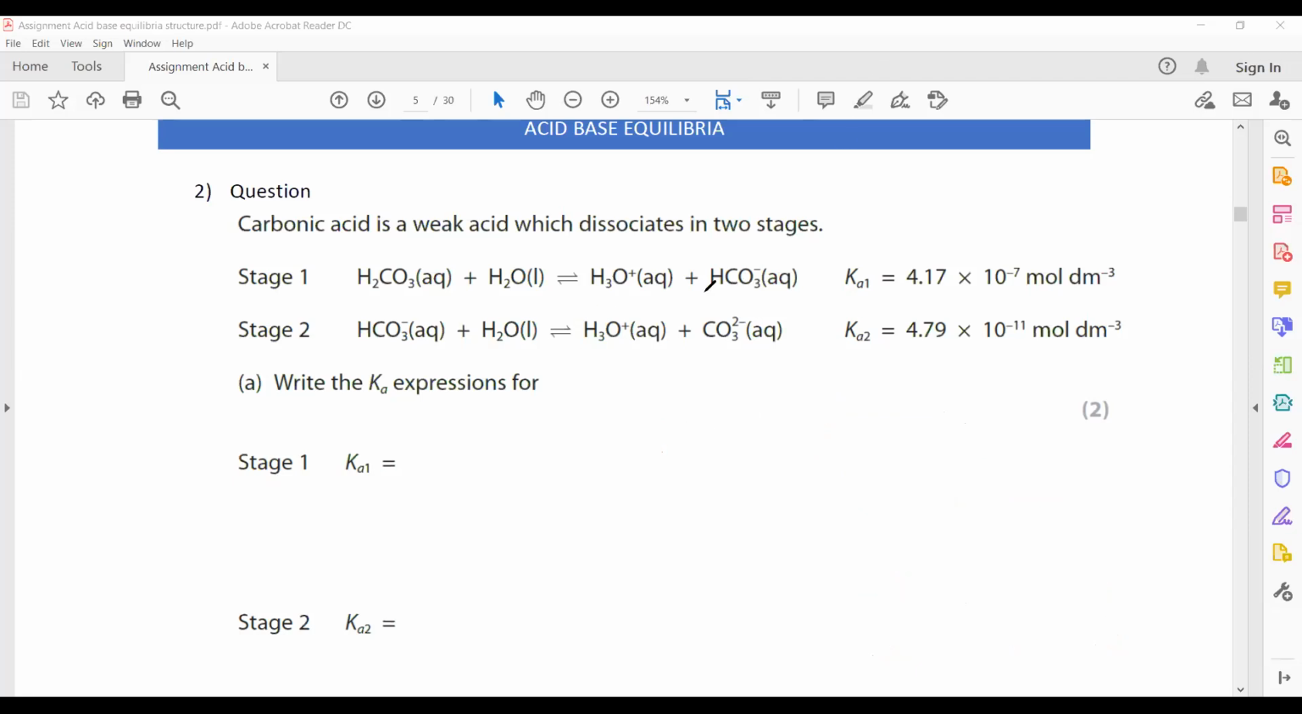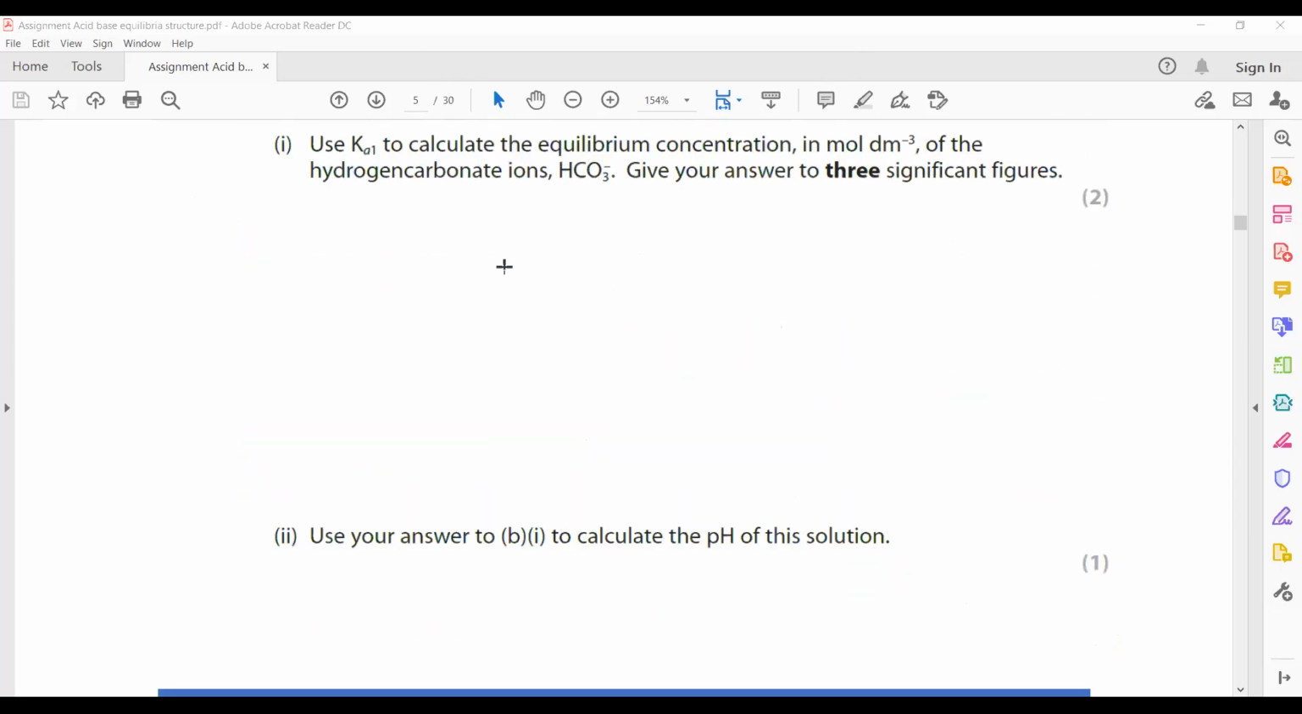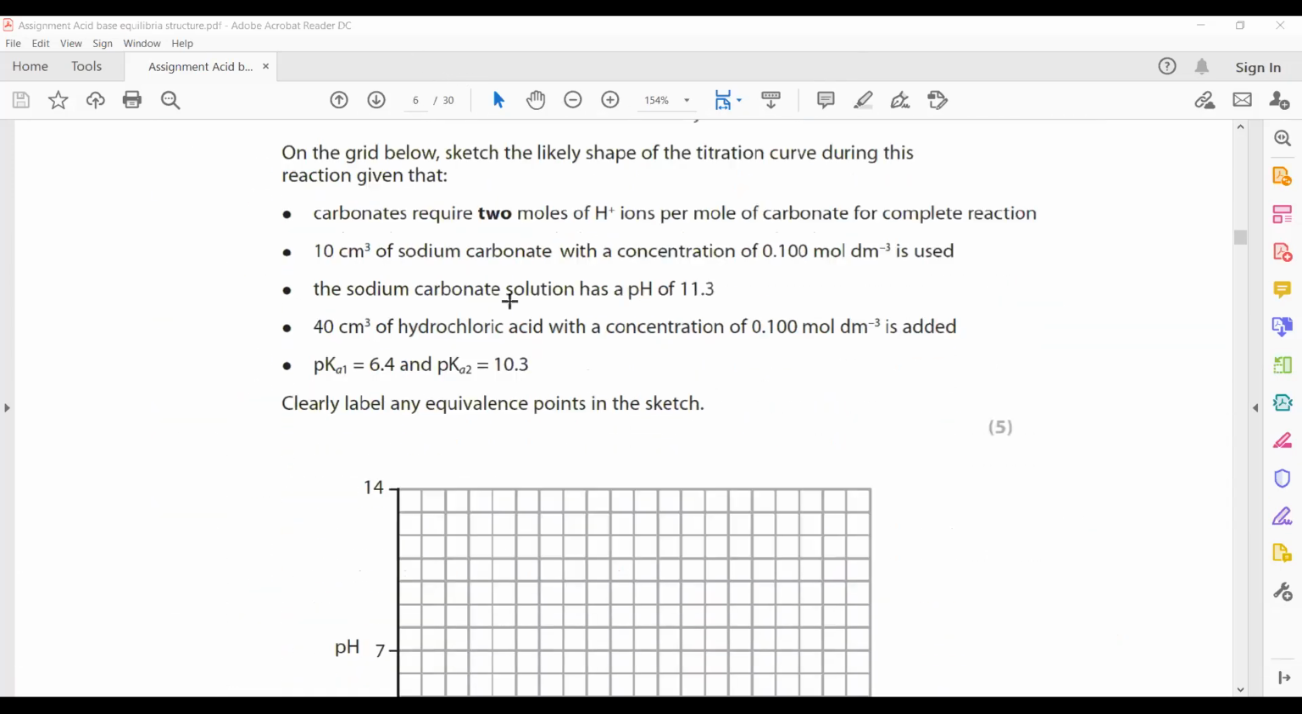So in the solution, you may have HCO3 ion or you may have CO3 ions. Both ions are possible in the solution. That is why there is another vertical part, which is for pKa2, which is about 10.3. So when you complete this graph, there should be another vertical portion at a half equivalence point.